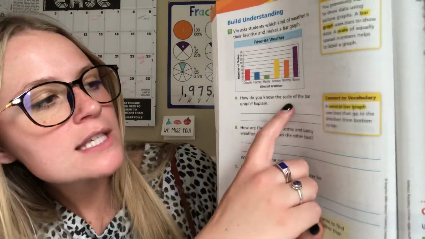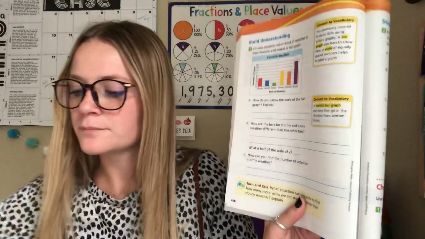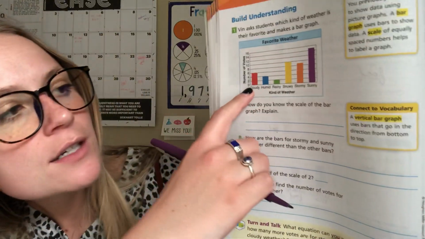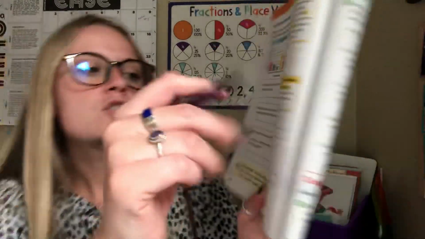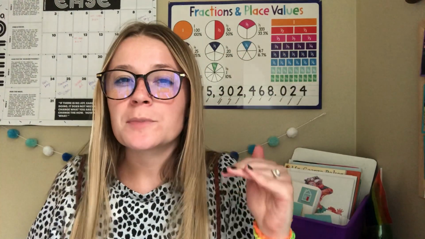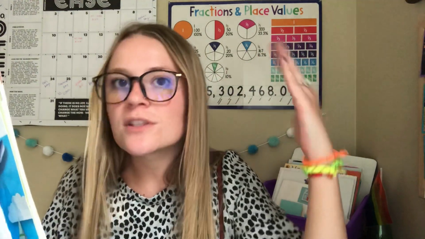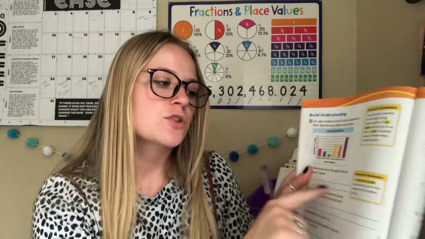It's just counting differently. Okay, number 1, Vin asks students which kind of weather is their favorite and makes a bar graph. How do you know the scale of the bar graph? Explain. Well, we go to 0 and the next number is 2. So we're looking for the difference between those little marks. The difference between 0 and 2 is 2. The difference between 2 and 4 is 2. The difference between 4 and 6 is 2. So we're counting by 2s. That's how we know. So we're looking for the in-between. So that's what you'll write here.